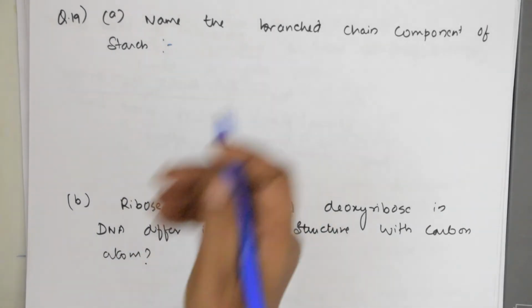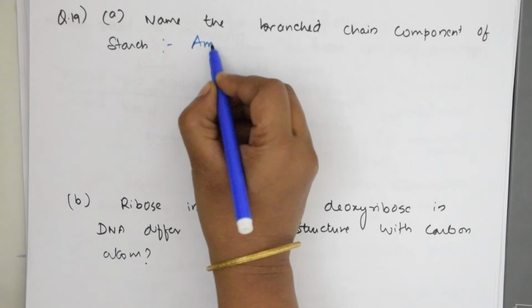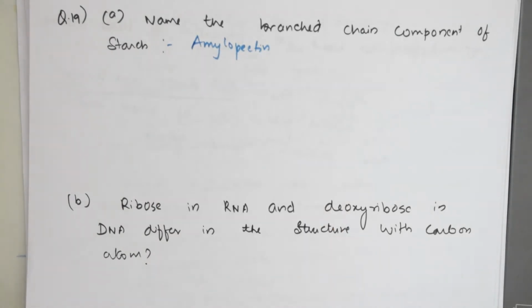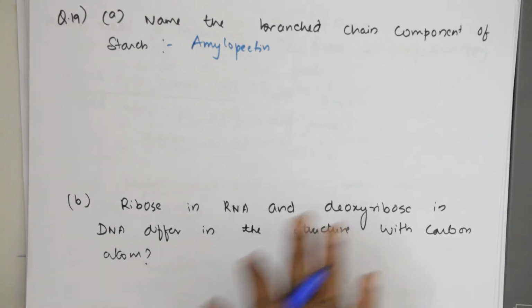What is the branch chain component of starch? It is nothing but amylopectin. Nothing else they've asked. Branch chain, because we have amylopectin, isn't it? So you have a branching at C1 and C6 carbon. So directly you can write the answer: branch chain is amylopectin at C1 and C6. What is the next question they've given me?